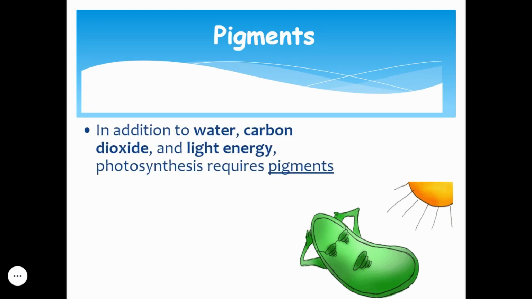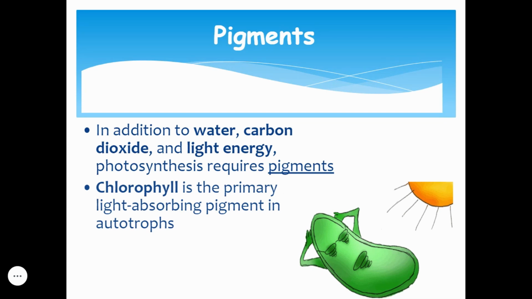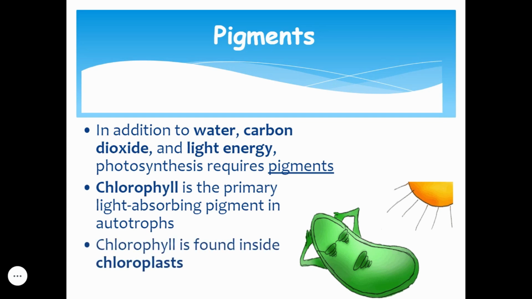Now, in addition to water and carbon dioxide and light energy, photosynthesis requires pigment. Chlorophyll is the primary light-absorbing pigment in autotrophs. Chlorophyll is found inside of an organelle called the chloroplast. Remember, there are three things that a plant cell has that an animal cell does not have. And one of those things that a plant cell has is a chloroplast. Animal cells don't have those. So your cells don't have chloroplasts.